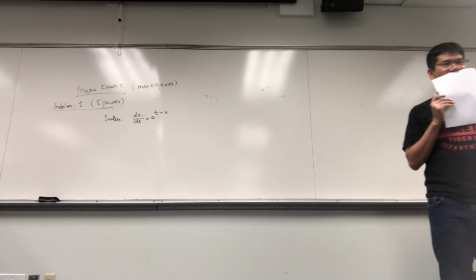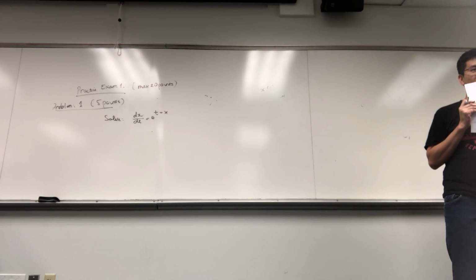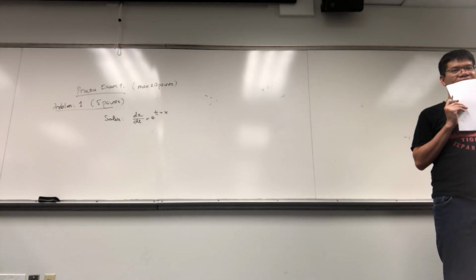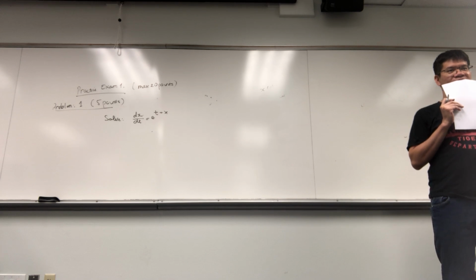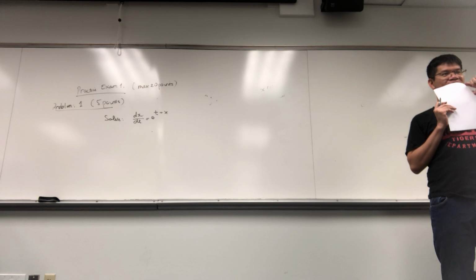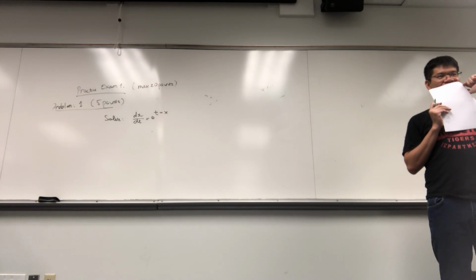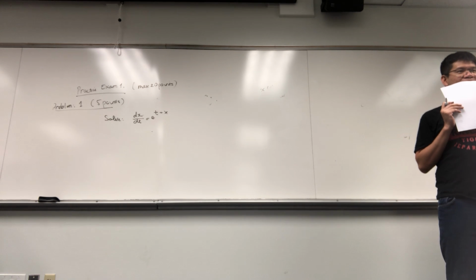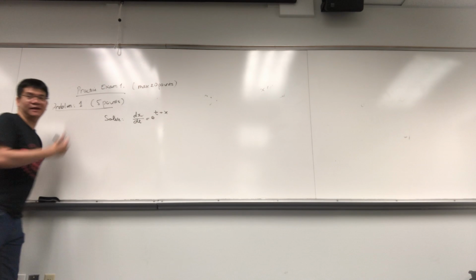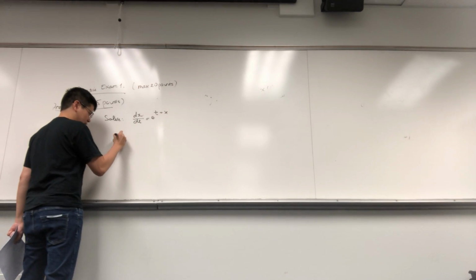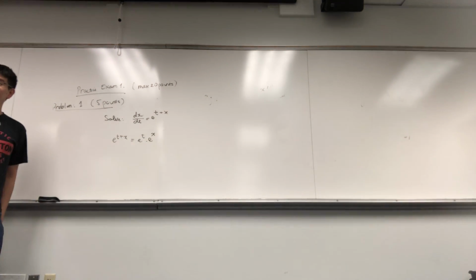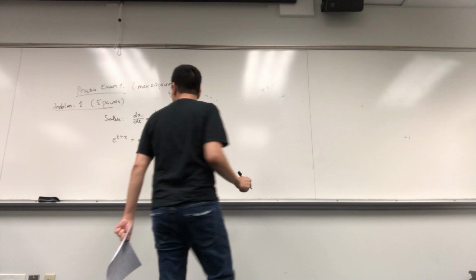So, any ideas how we can solve this problem? Yes? Separate out the t and the x. I would say separate it to e to the t times e to the x and solve it using separation of variables. Right. So you're going to separate t and x. So e to the t plus x will be e to the t times e to the x. All right. So then you can use separation of variables.